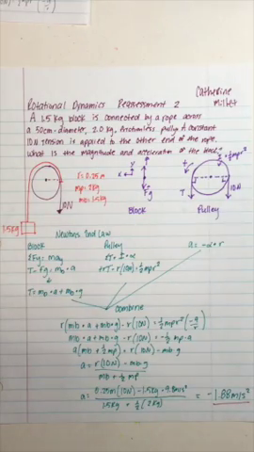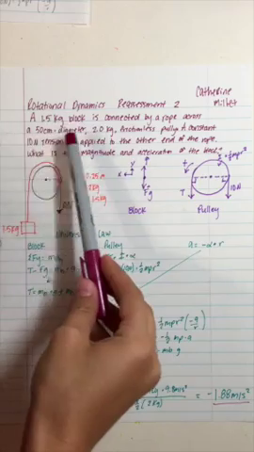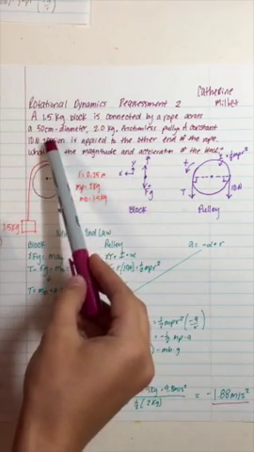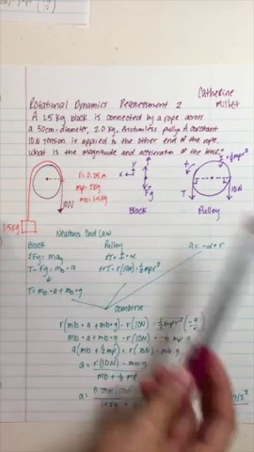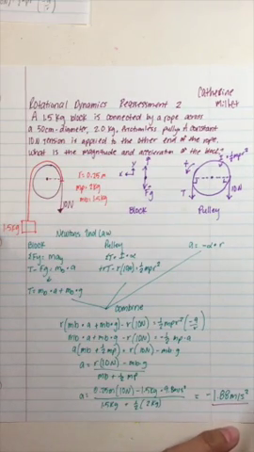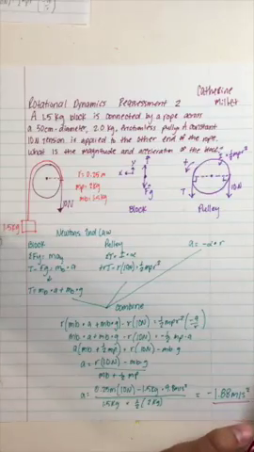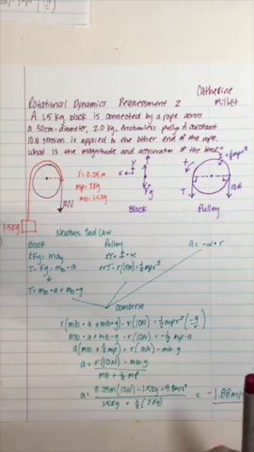Doing a second video on rotational dynamics, and we have a problem: a 1.5 kilogram block is connected by a rope across a 50 centimeter diameter, 2.0 kilogram frictionless pulley. A constant 10 newtons tension is applied to the other end of the rope. What is the magnitude of the acceleration of the block?